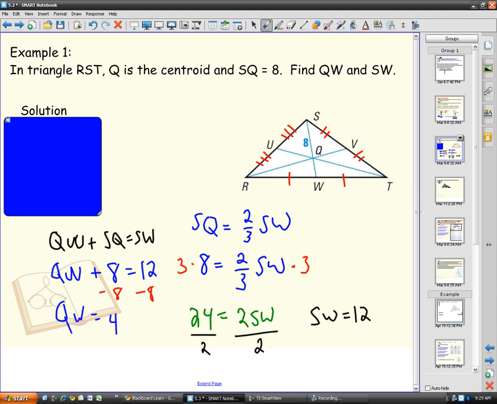really 1/3 of 12, like I said before. If I know the whole length and I take 1/3, that gives me the shorter length. Take 1/3 of 12, that gives me my shorter length. And if I take 2/3 of 12, I will get the longer length. So there's example 1.